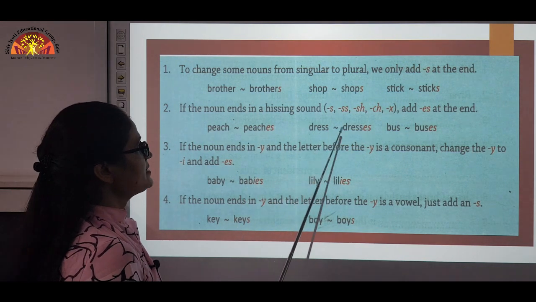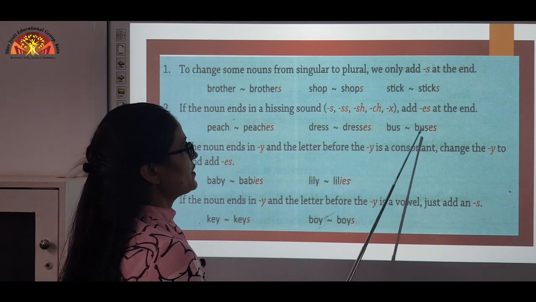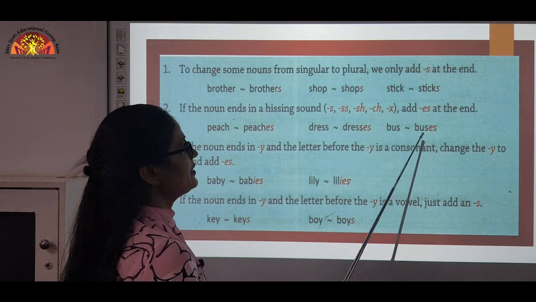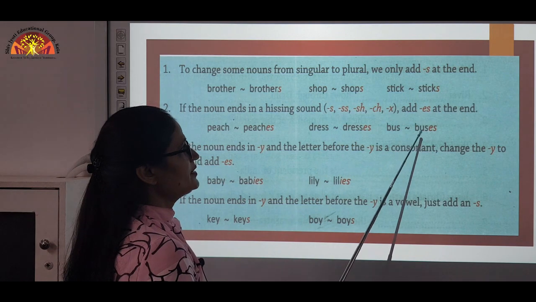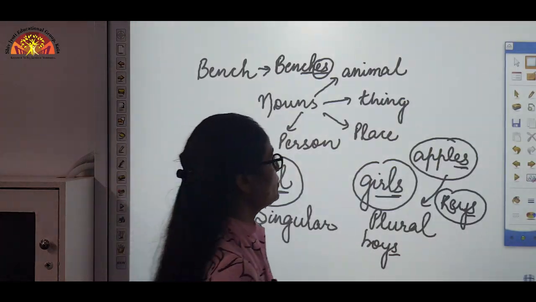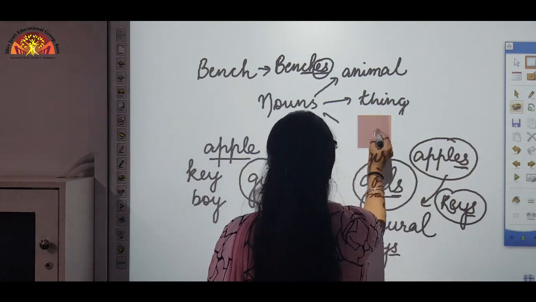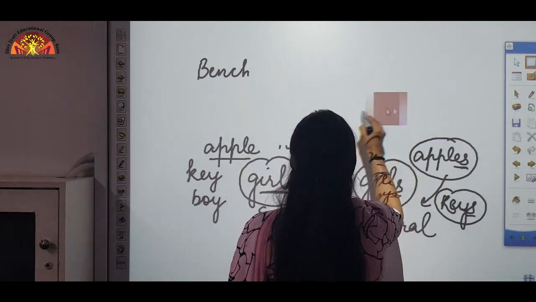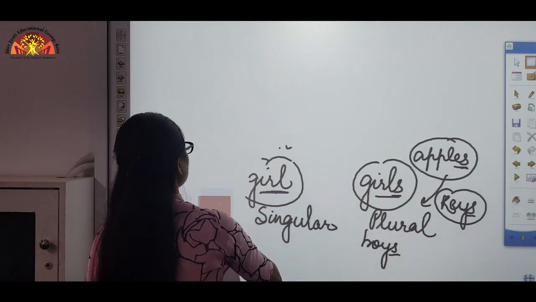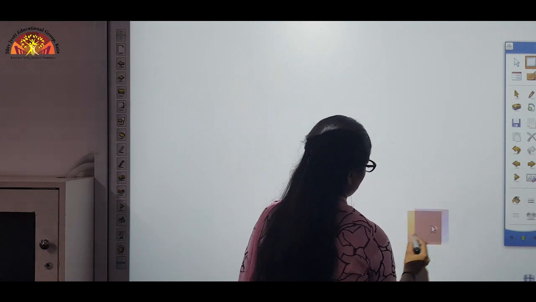Dress, double S, we can add ES and it will become dresses. Bus, you can see ES is there again, so we can call it buses, right. So like this you can do all this.